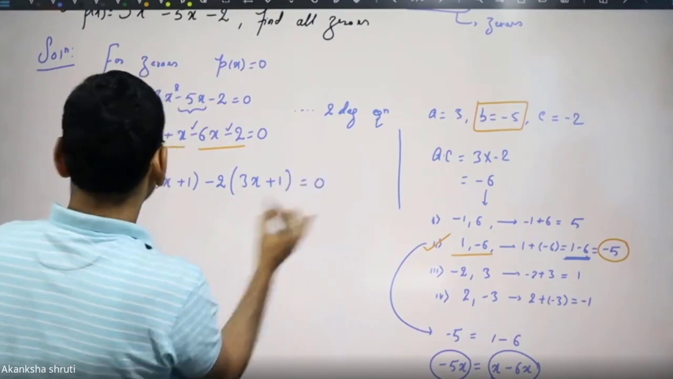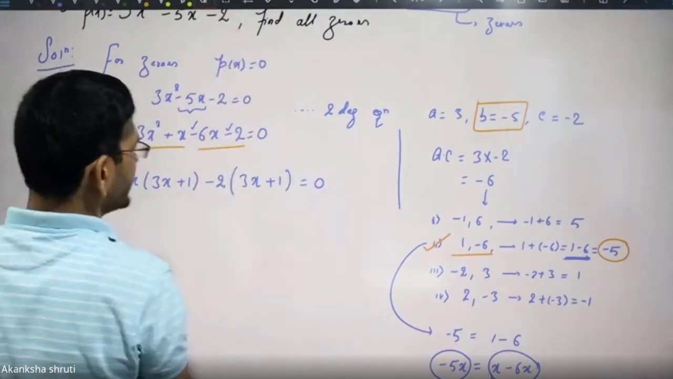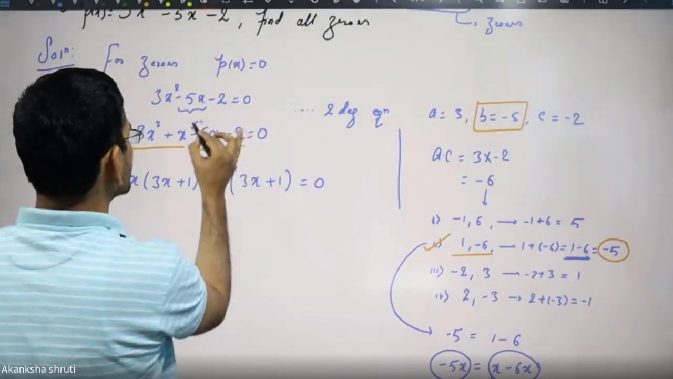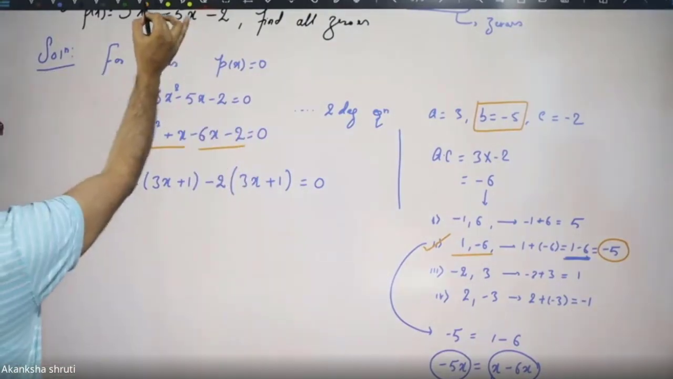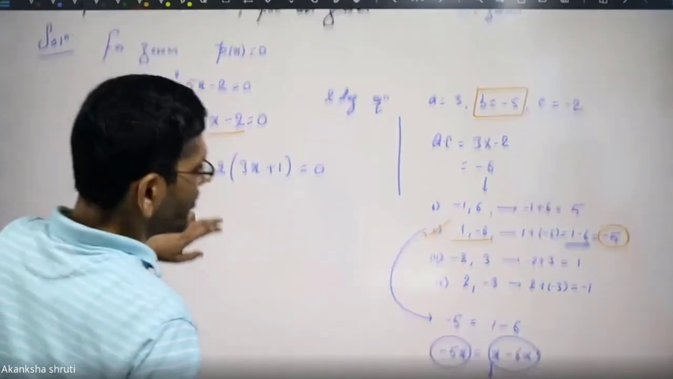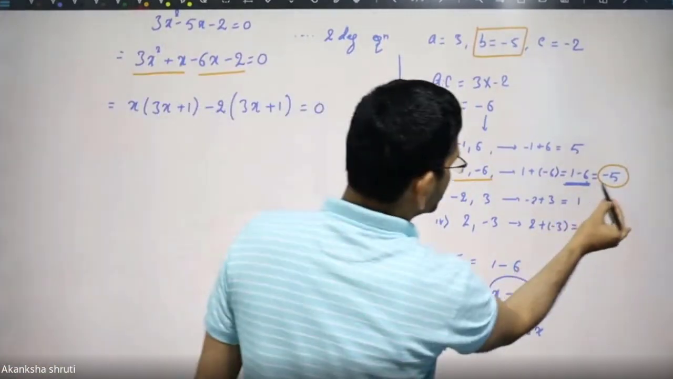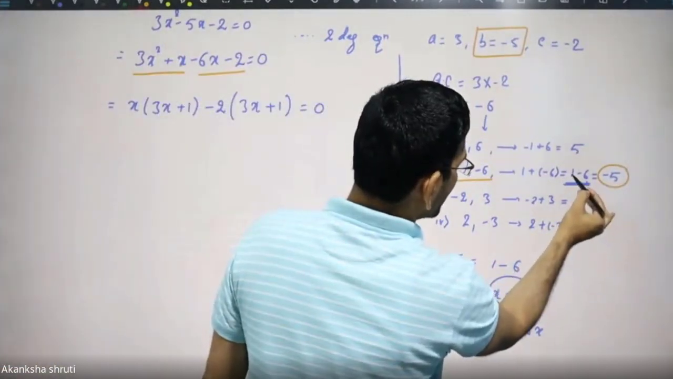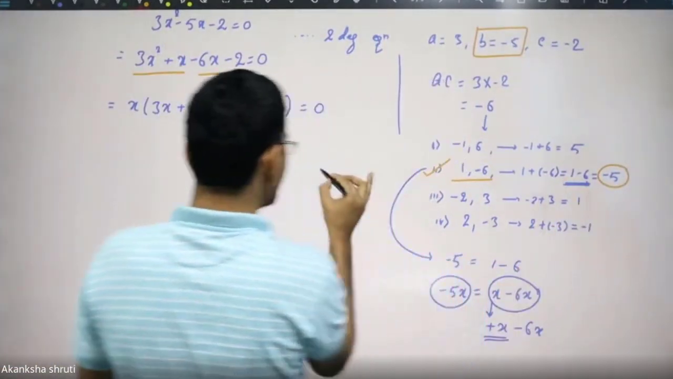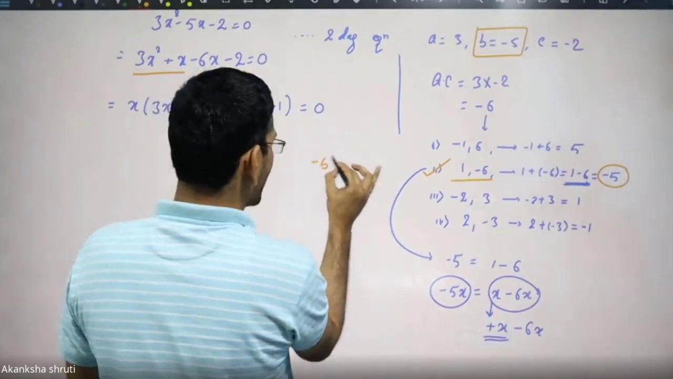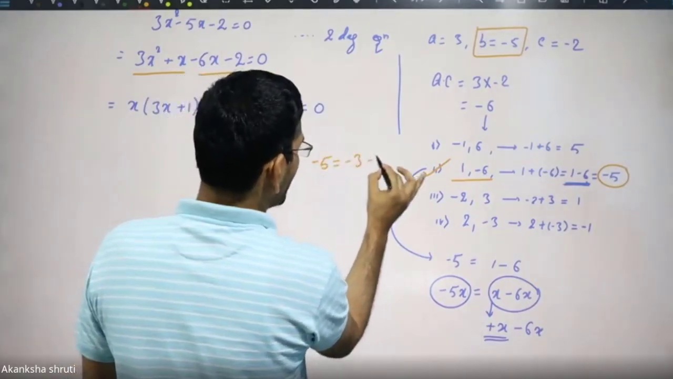This is 0. Now students, from here we have to understand a few more things. From here we can understand why we have chosen this minus 5 as 1 minus 6. Why shall I not choose minus 5 as minus 3 minus 2?